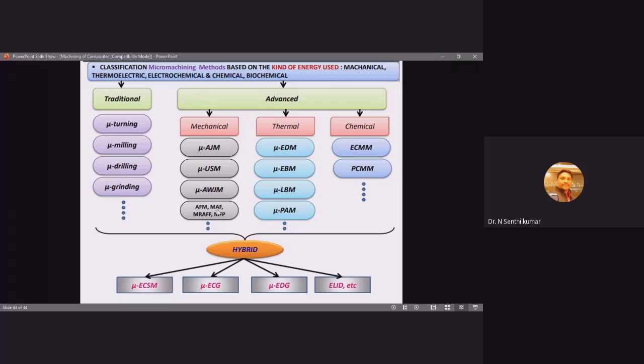So the MRAF technique is one more thing. Magnetic rheological fluids. Okay, MRF, magnetic rheological fluid, I think so.